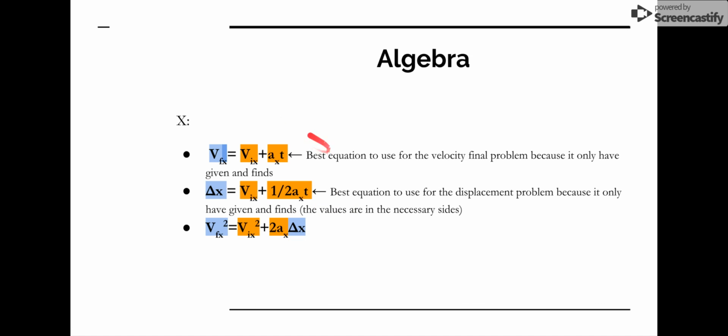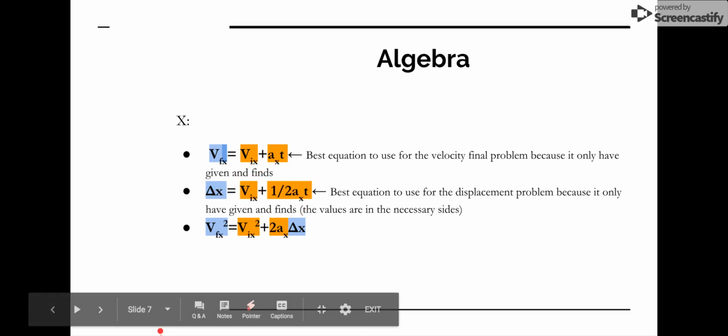So the algebra really consists of figuring out which equation is best for solving which problem. So we decided that this is best to use to find velocity final because we're solving for that in this problem. And we only have givens and finds, no unnecessary information. And same with this one, it has displacement, that's what we're solving for, and it only has the givens and finds and no unnecessary or unknown values.